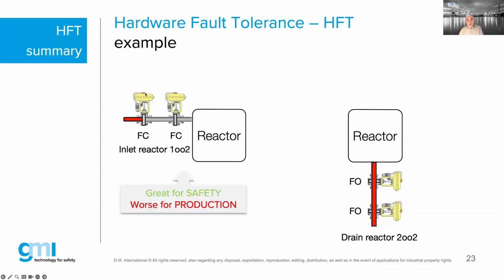This one here is a great story for safety people. We are typically saying we are dreaming about that. We always want to have a secondary means to shut down, because if one doesn't work, we have the other one that can shut our reactor down. This is the worst scenario for production. They hate that.